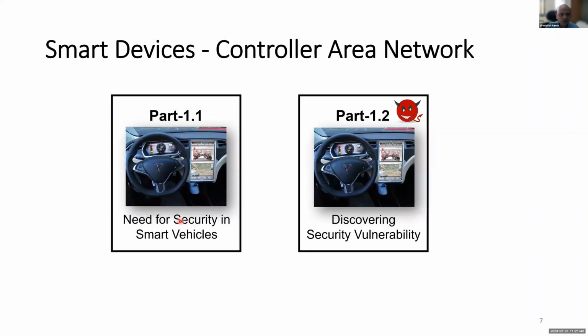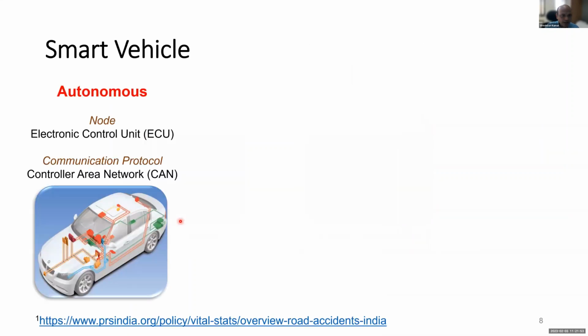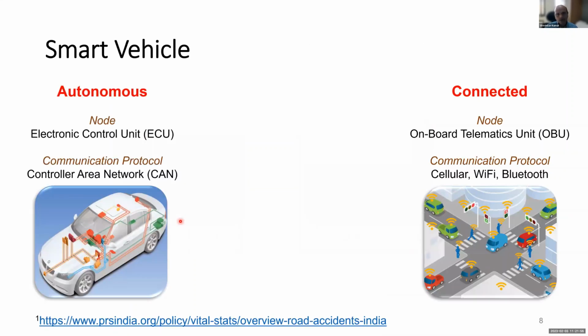Okay, so now let's move to the first part, the wired communication protocol part, which is the controller area network bus, CAN bus. If you look into this whole idea of a smart vehicle or a modern vehicle, these vehicles are being developed in two directions. One is the autonomous aspect of the vehicle, which is being improved.